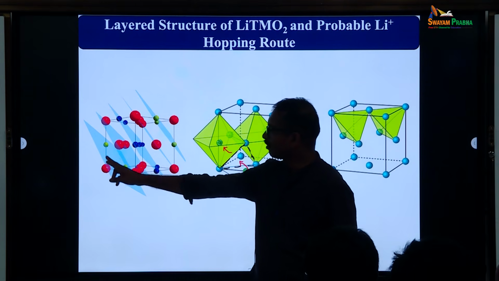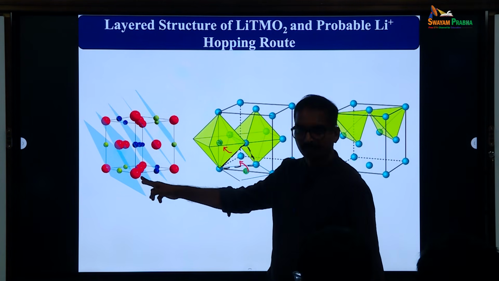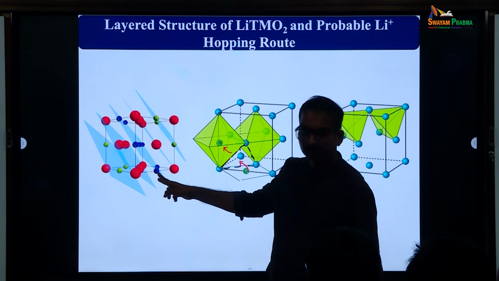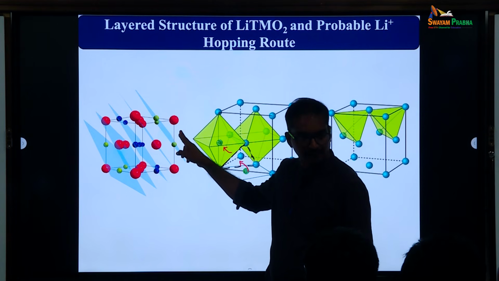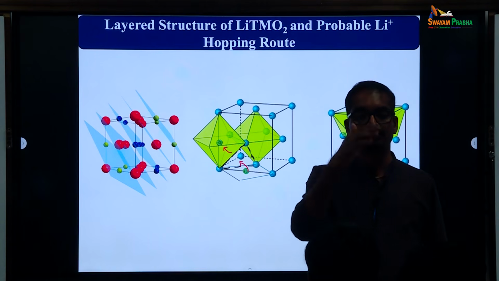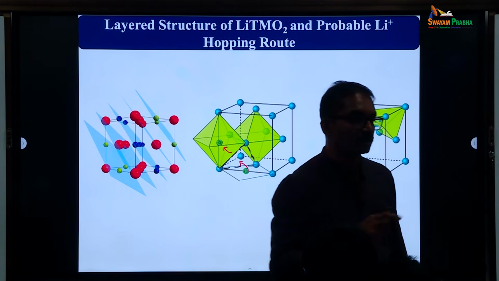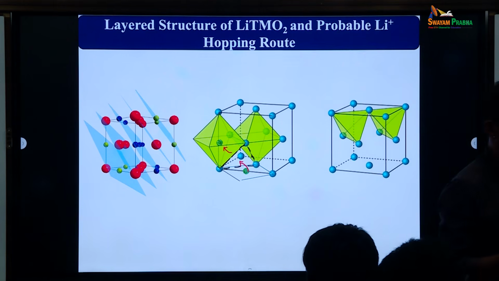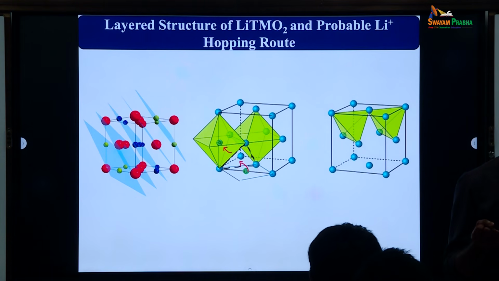Now what you see is lithium, oxygen, cobalt, oxygen, lithium, oxygen. So you have the layer of lithium, oxygen, cobalt, oxygen, lithium, oxygen, cobalt, oxygen, like that. Lithium and cobalt are not mixing here. Why are they not mixing? Because they are widely different in their charge.